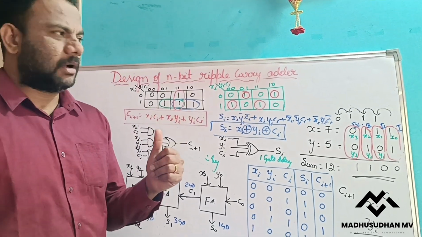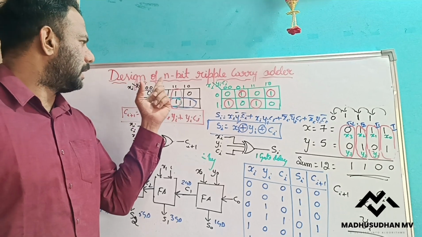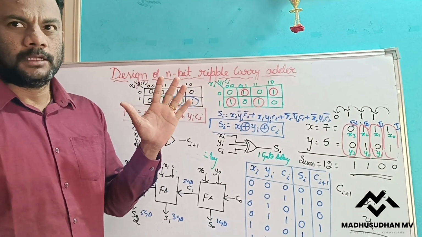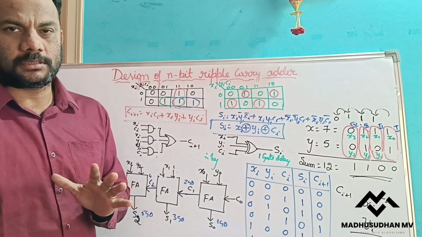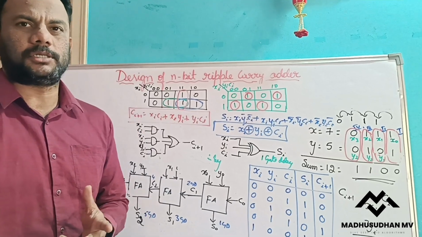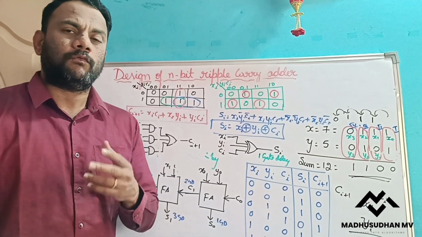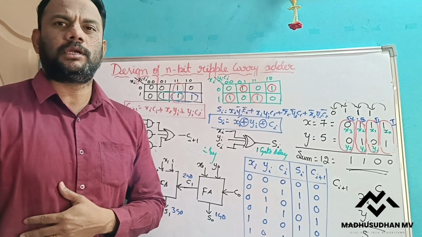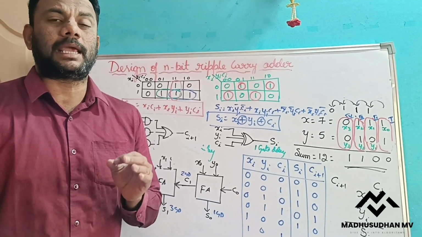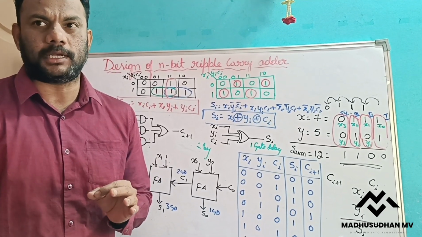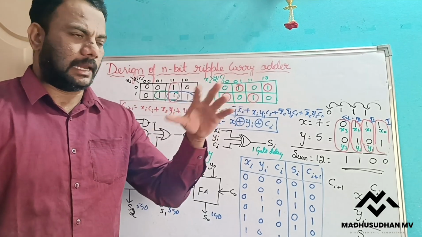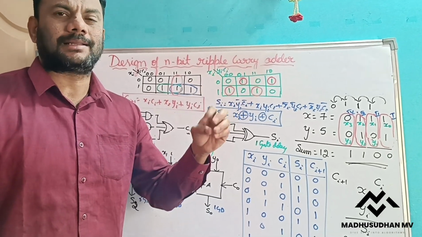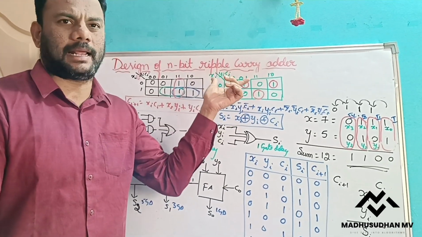In my previous video, I explained about the n-bit ripple carry adder. That has some limitations. To overcome those limitations or disadvantages, we go for carry look ahead adder logic. So in this video, I am going to explain about carry look ahead adder logic. But let us see again what the disadvantages or limitations of this ripple carry adder are.